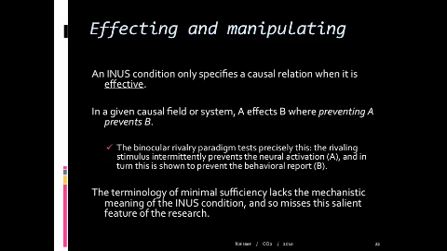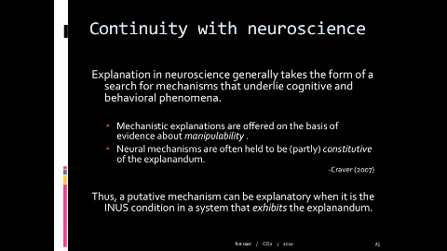So the terminology of minimal sufficiency lacks the mechanistic meaning of the INUS condition and so misses this salient feature of the research. Seeing Logothetis' research as part of the hunt for causes renders it continuous with the rest of neuroscience. Explanation in neuroscience generally takes the form of a search for mechanisms that underlie cognitive and behavioral phenomena, and these mechanistic explanations are offered on the basis of evidence about manipulability.